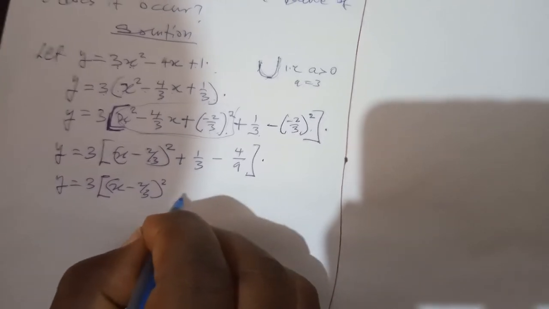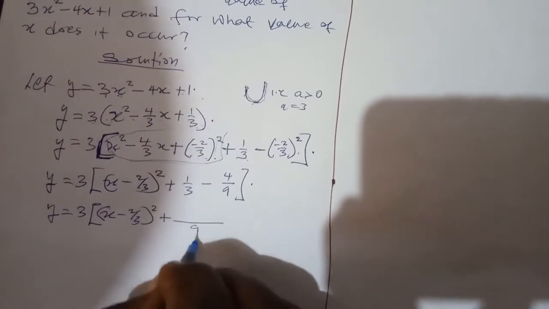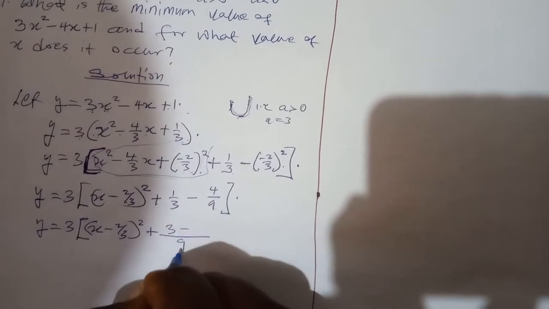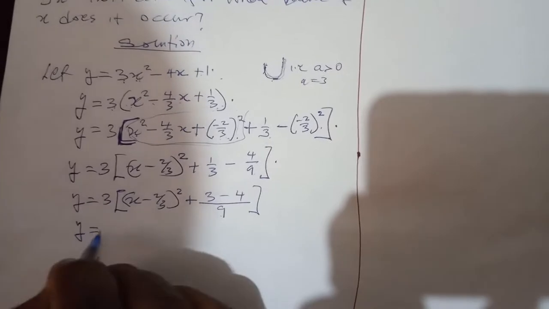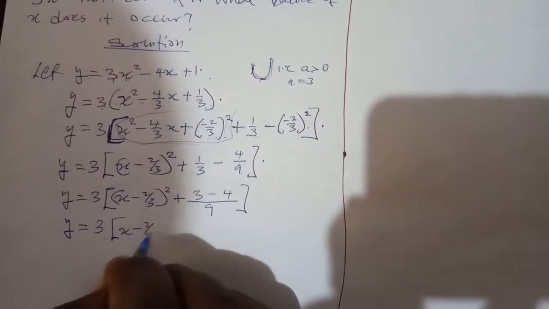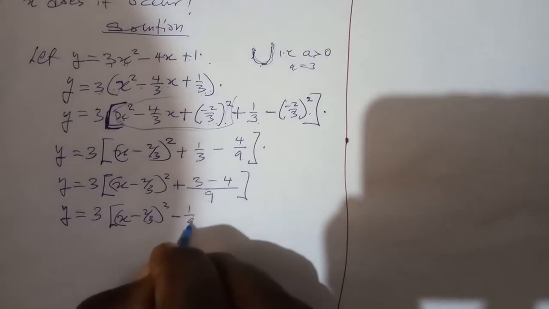Then I'll simplify this. Plus, you see, I'll find the LCM here. The LCM here is 9. 3 in 9 is 3 times 1 is 3. Minus 9 in 9 is 1 times 4 is 4. See? And so we can now have y is equal to 3 like this. x minus 2 over 3 squared minus 1 over 9.